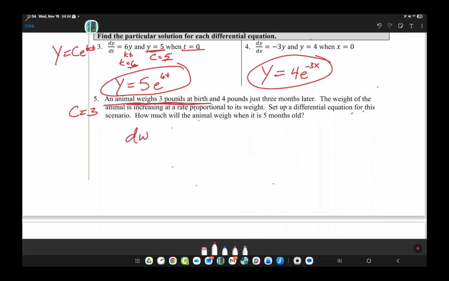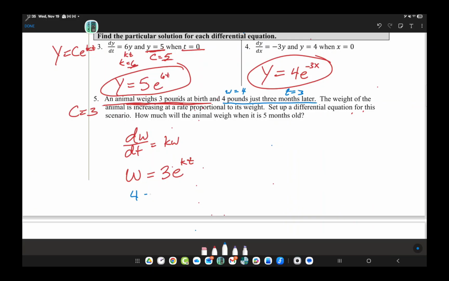So that means that dW/dt is equal to kW. That's what it tells you. And that means we already know that W itself is equal to 3e^(kt). Okay, what we don't have is the constant k. We do need to find the constant so we can plug it in to find how much the animal will weigh at 5 months old. To do that, we need a value for W and some unit of time, which is given right here. 3 months later, so when t equals 3, W equals 4.